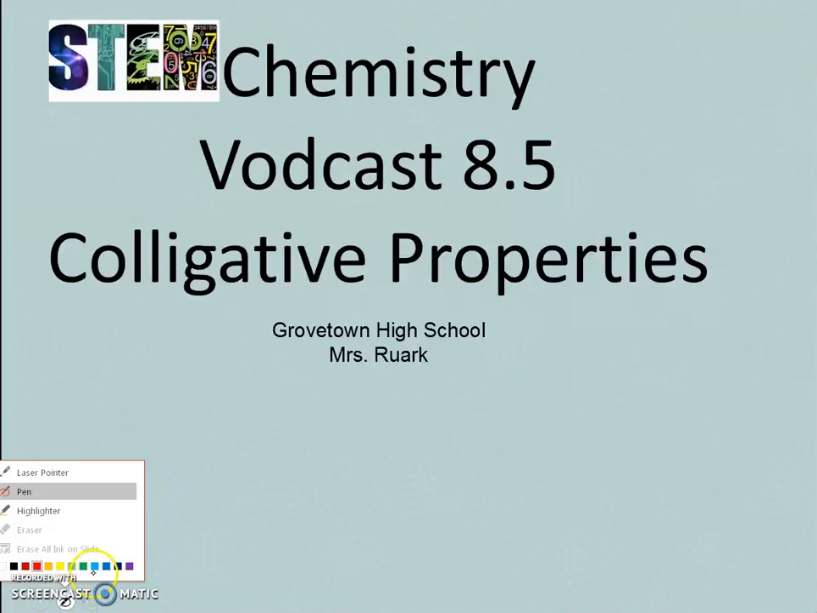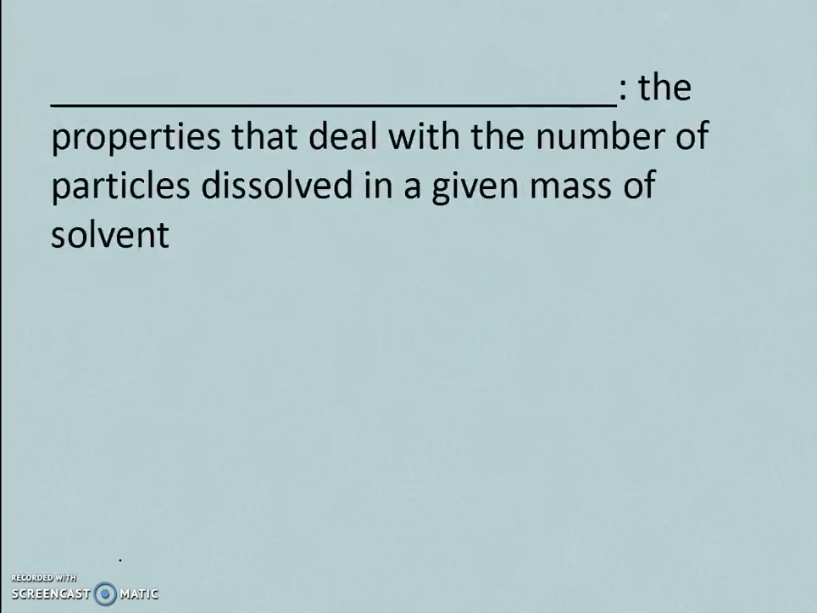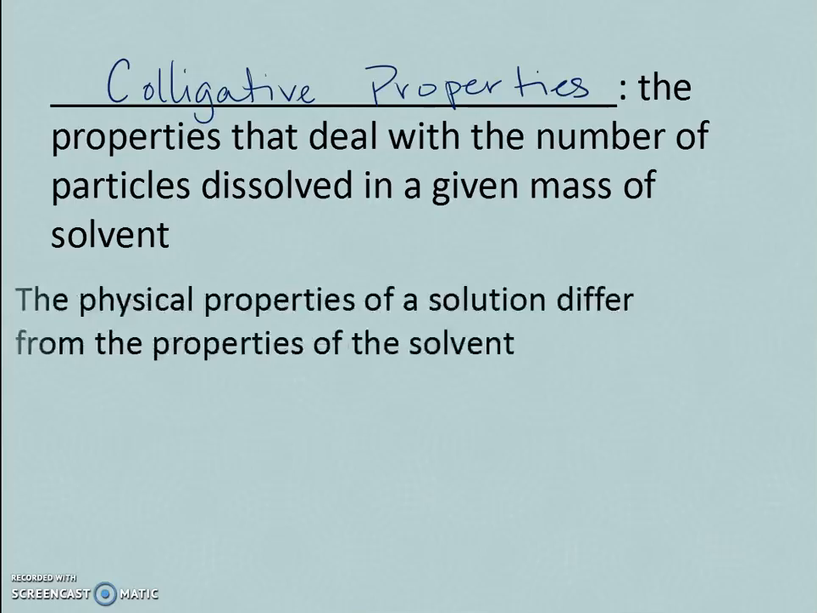This is Miss Ruark. This is podcast 8.5, and we're going to talk about colligative properties. All right, so a colligative property. Yes, we get to start off by writing it. Yay! Colligative properties are properties that deal with the number of particles that are dissolved in a given mass of a solvent. So this is just appropriate that we talk about it now when we're in solutions, right?